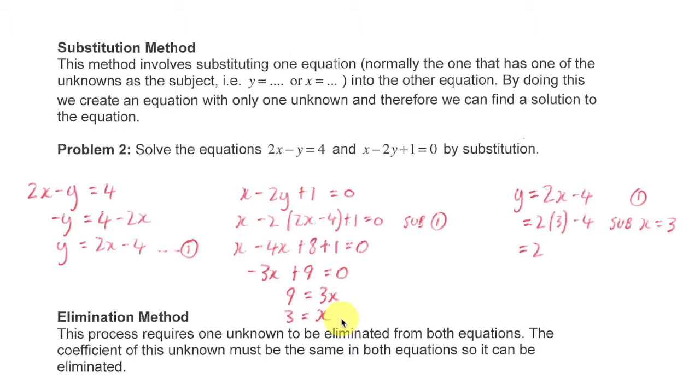I now need to work out the y value. So I know that y is equal to 2 lots of x take away 4. There's equation 1. So I substitute x equaling 3, and I produce 2. So I now know that the solution for this set of simultaneous equations is 3, 2.